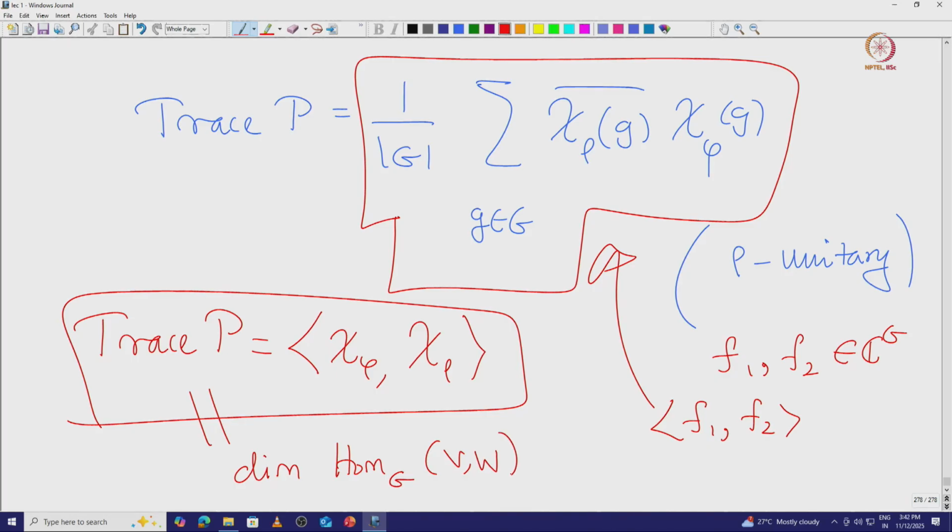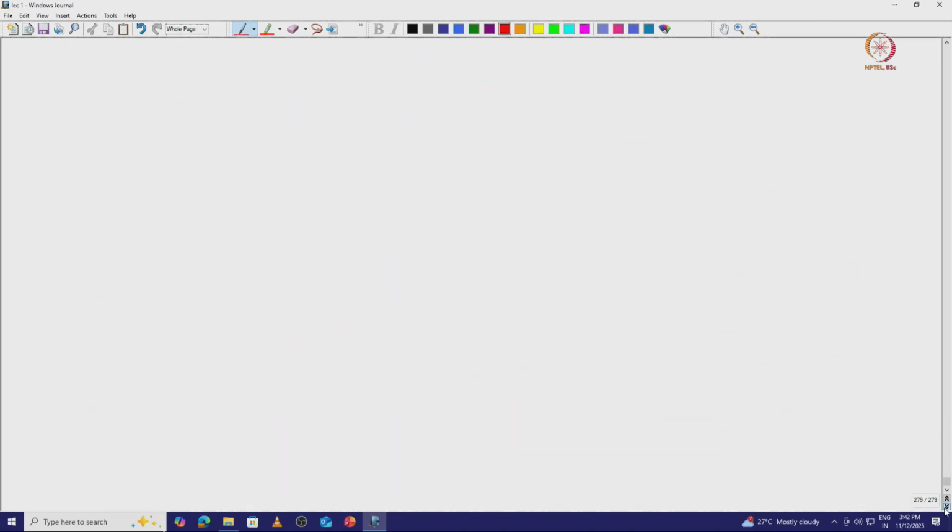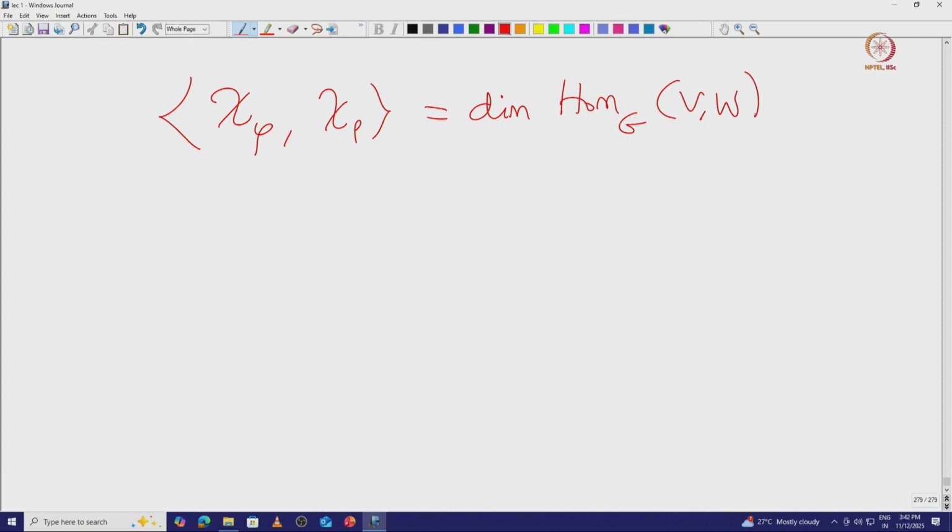Now using this observation, we have that the inner product of chi phi with chi rho is equal to the dimension of Hom_G(V, W). Now if we assume that both V and W are irreducible unitary representations, then using Schur's lemma, we will be able to immediately get the first orthogonality relations. So, here are the first orthogonality relations.